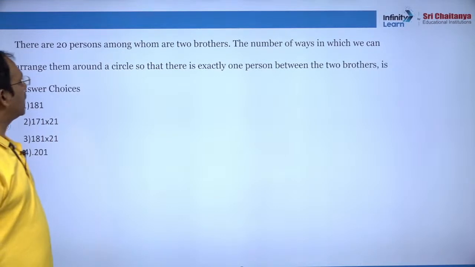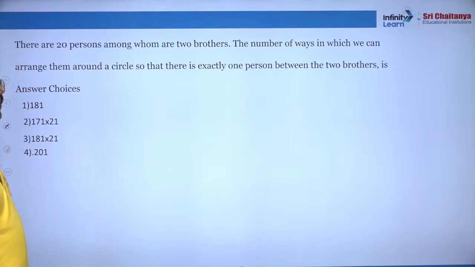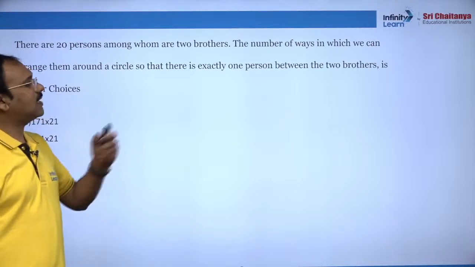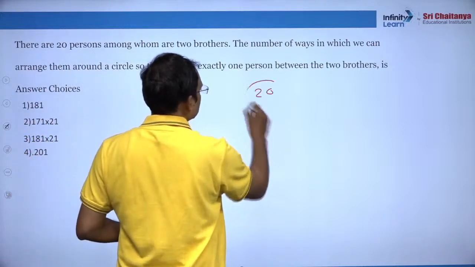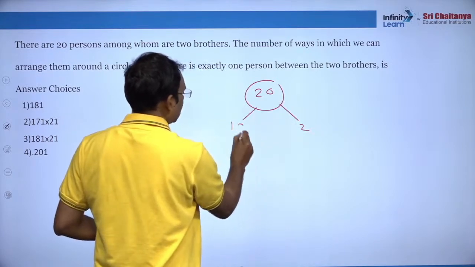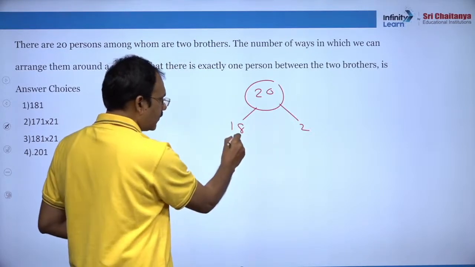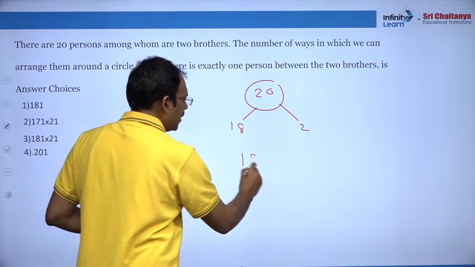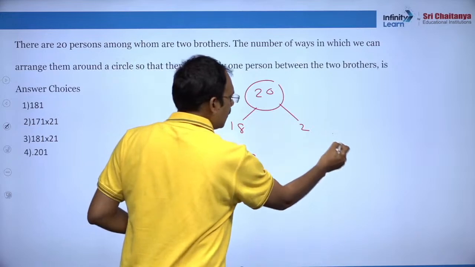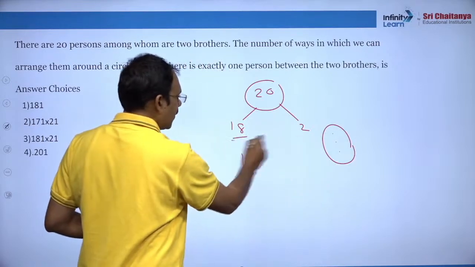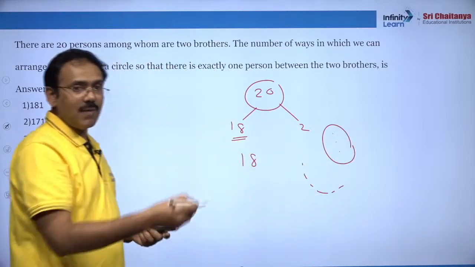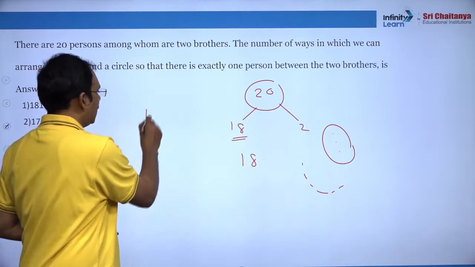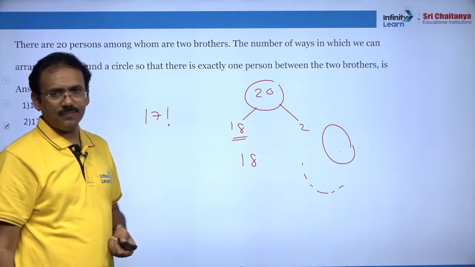Next, there are 20 persons among whom there are 2 brothers. The number of ways in which we can arrange them around a circle so that there is exactly 1 person between these 2 brothers. Okay, fine, there are 20 persons, 2 brothers, so 18 others. So you choose one of them, which can be done in 18 ways. Now these 3 members you group, there are 17 other members, so 17 other members and one group, 18 members you have to arrange in a circle in 17 factorial.